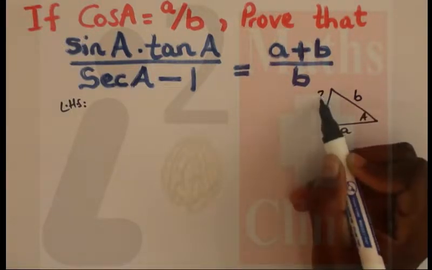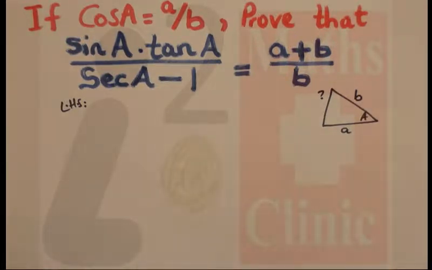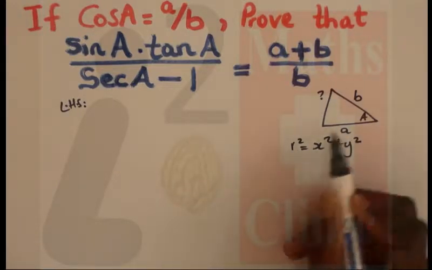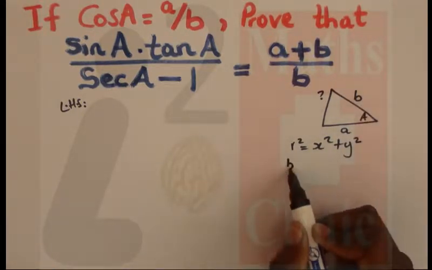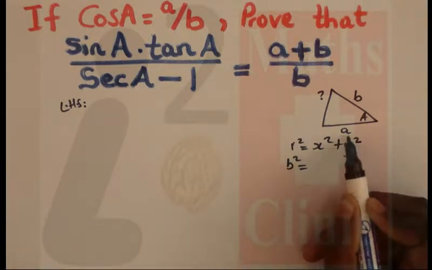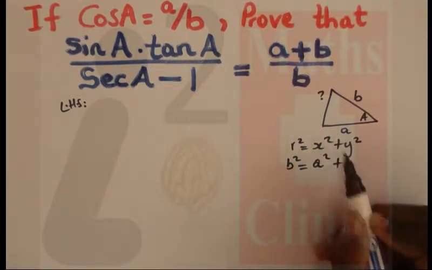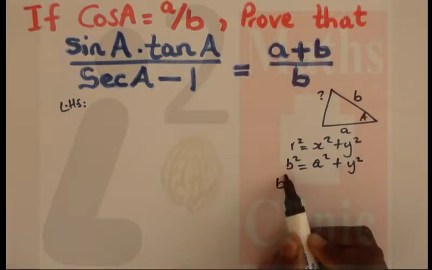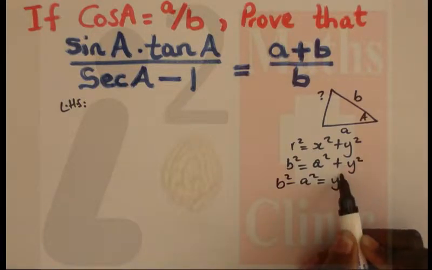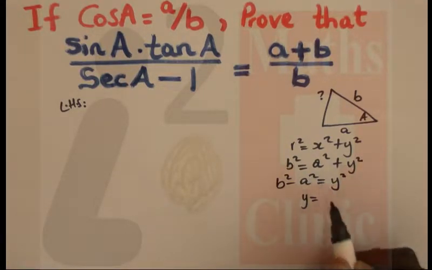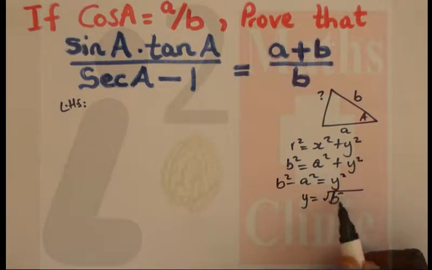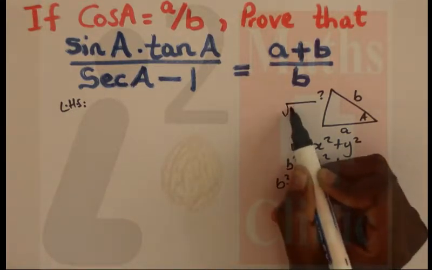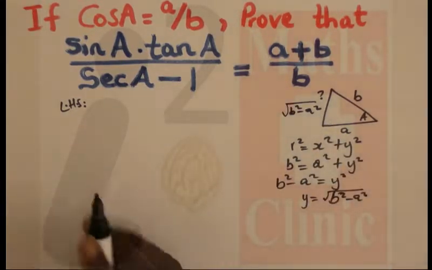The hypotenuse is B. So let's find the opposite side using Pythagoras: r squared equals x squared plus y squared. R is the hypotenuse, which is B, so B squared equals x, the adjacent side, A squared plus y squared. Let's subtract A squared, so B squared minus A squared equals y squared. And then y equals the root of B squared minus A squared.